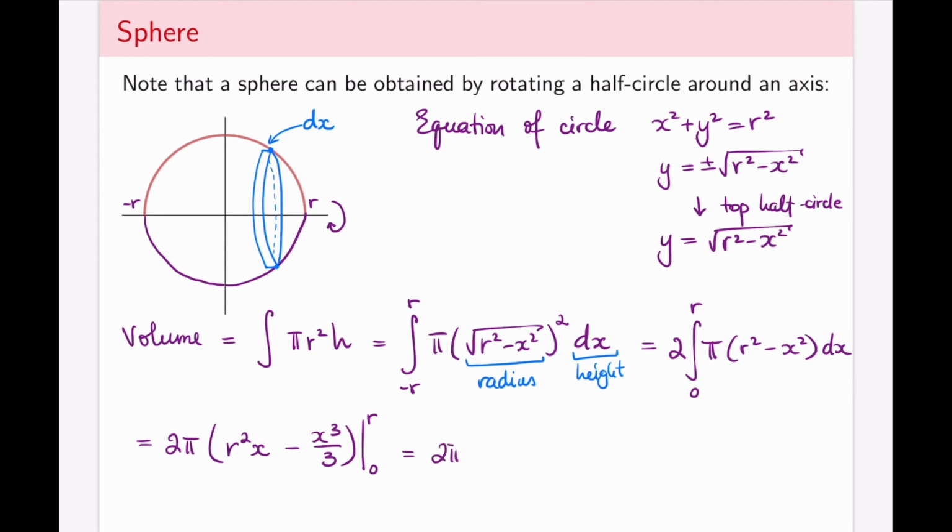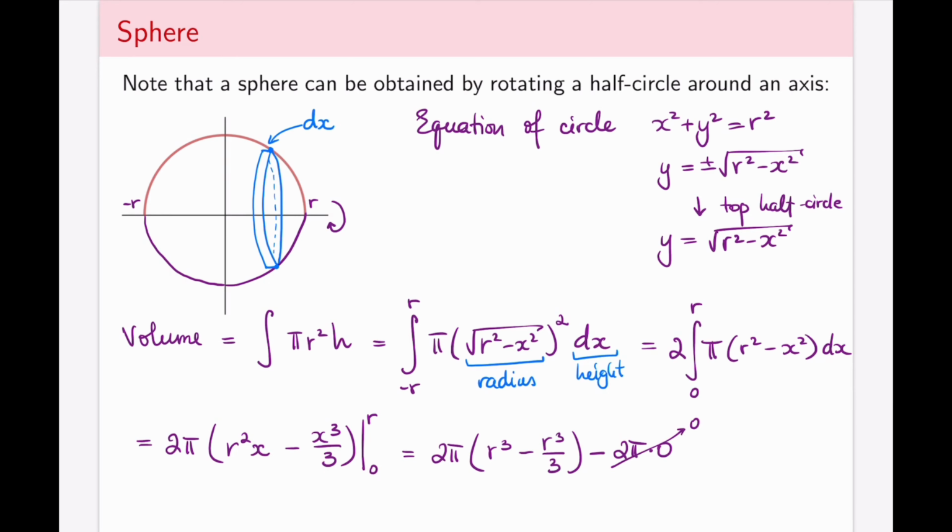So on top, I'm going to get, remember, I plug in r for x, so it's going to be r squared times r, which will give me r cubed. And then I plug r here for x, which will give me minus r cubed over 3. And then I subtract the same expression, but plugging in 0 for x. I plug in 0 here, I plug in 0 here. Well, multiplying 0 by anything will produce a 0, so I notice I have 0 minus 0, which of course means this whole thing is 0.